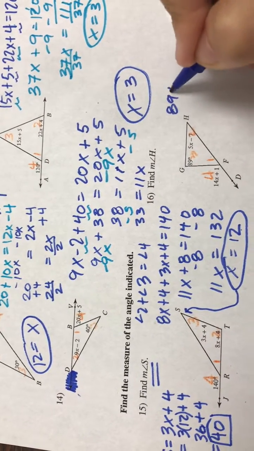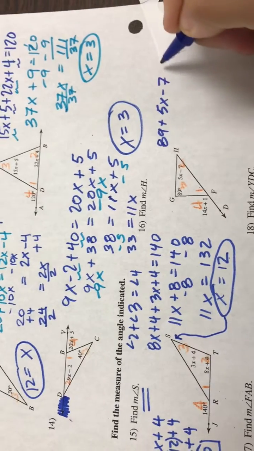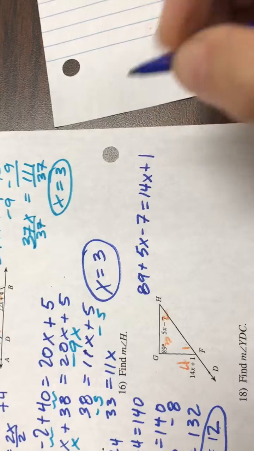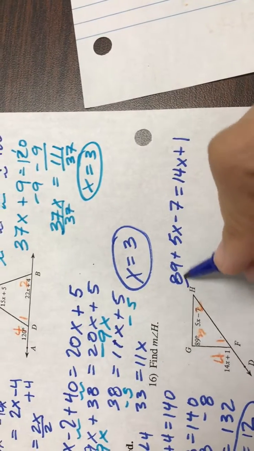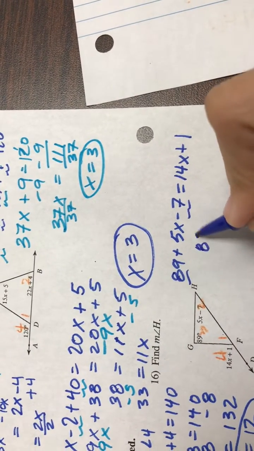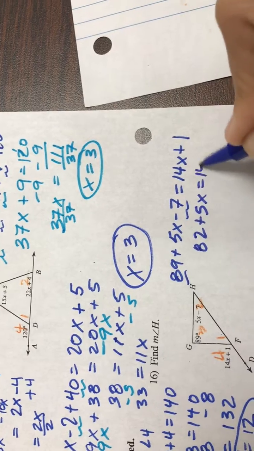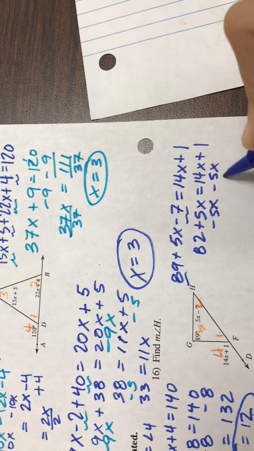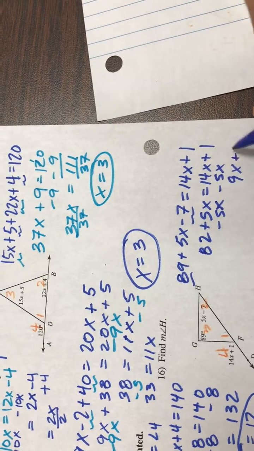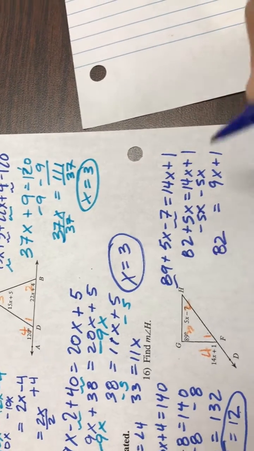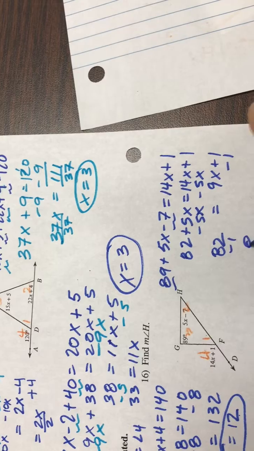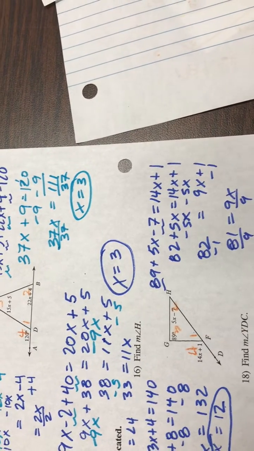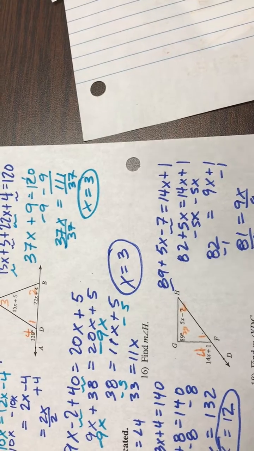Next question. Same formula, angle 2 and 3 add up to angle 4. Let's combine these like terms. Nine times 9 is 81. So I get x is 9.